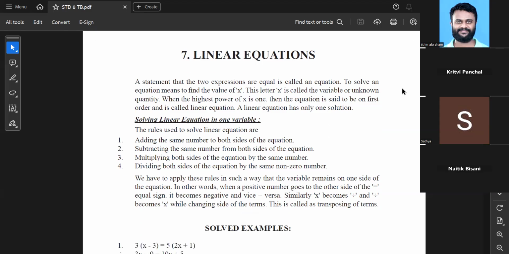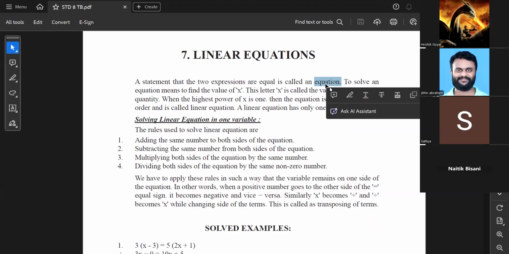So, today we are going to start with the linear equations. Basically, a statement that two expressions are equal is called an equation.